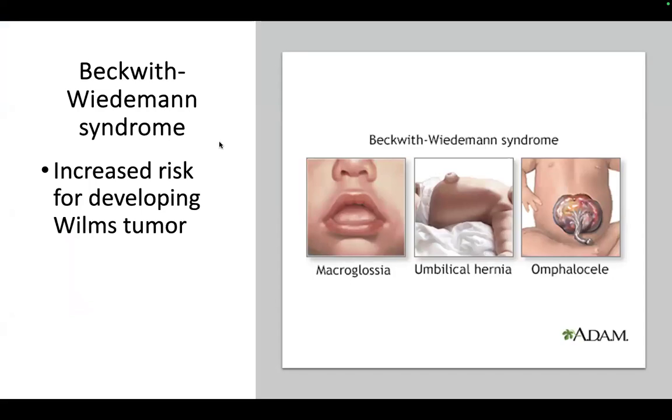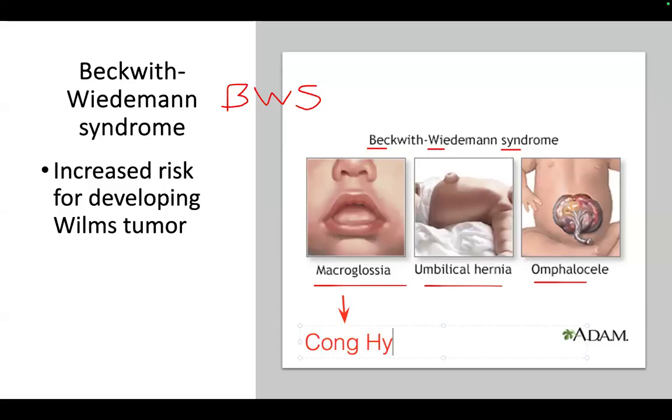Beckwith-Wiedemann syndrome, commonly known as BWS. They usually present with abdominal wall defects, such as an omphalocele and an umbilical hernia. They have a characteristic macroglossia. Now, tip: if you see an infant with macroglossia, you need to make sure it is not congenital hypothyroidism. And when it's severe, we call that cretinism.